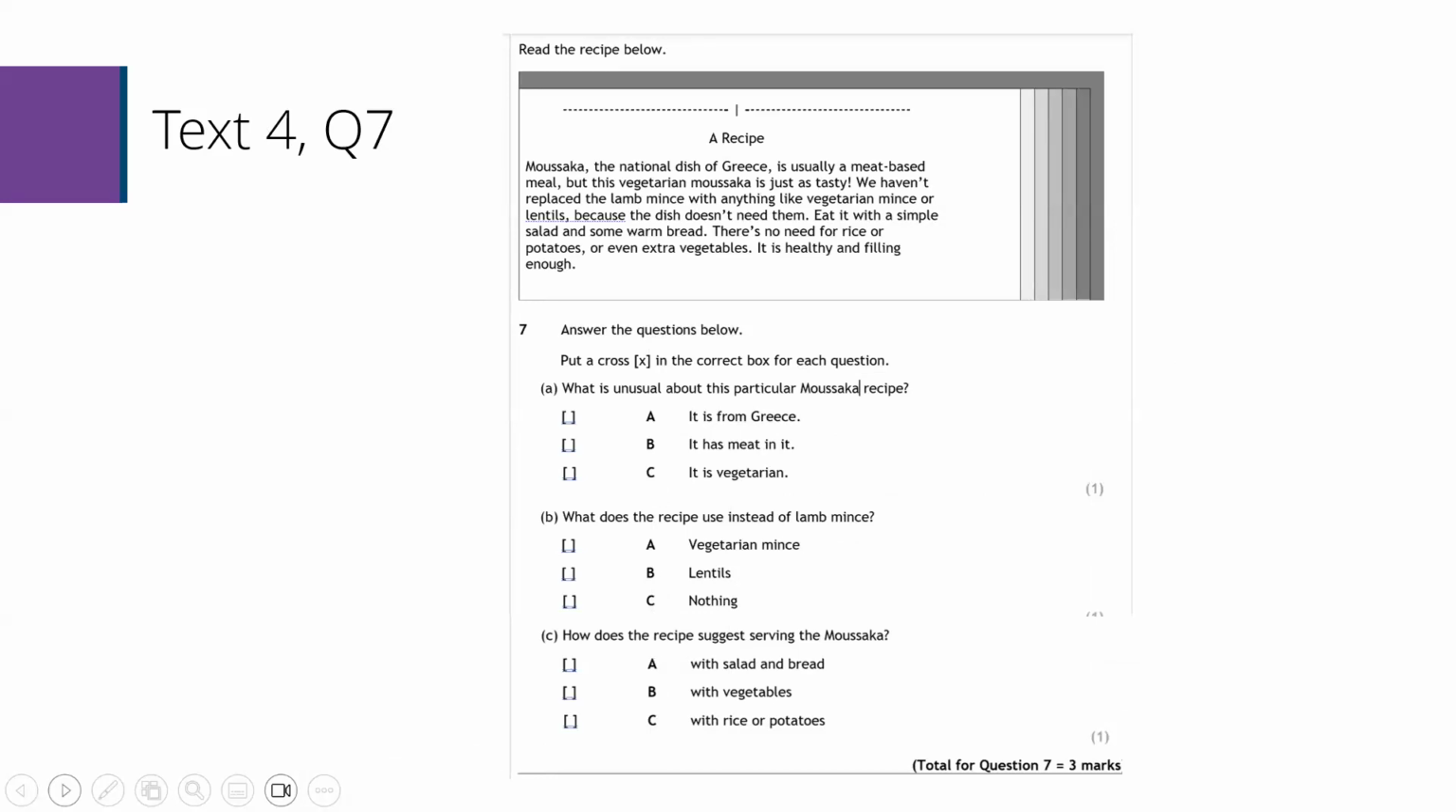Now we move on to text 4. So text 4 increases in difficulty. And you're already looking at that recipe. You look at that second sentence: We haven't replaced the lamb mince with anything like vegetarian mince or lentils because the dish doesn't need them. Okay, and we're getting now longer sentences, and we're seeing that element of subordination appearing in there. So it's useful for you just to look at how we are developing these texts and increasing the levels of difficulty. And all of the same things that we said about multiple choice questions elsewhere will also apply here.